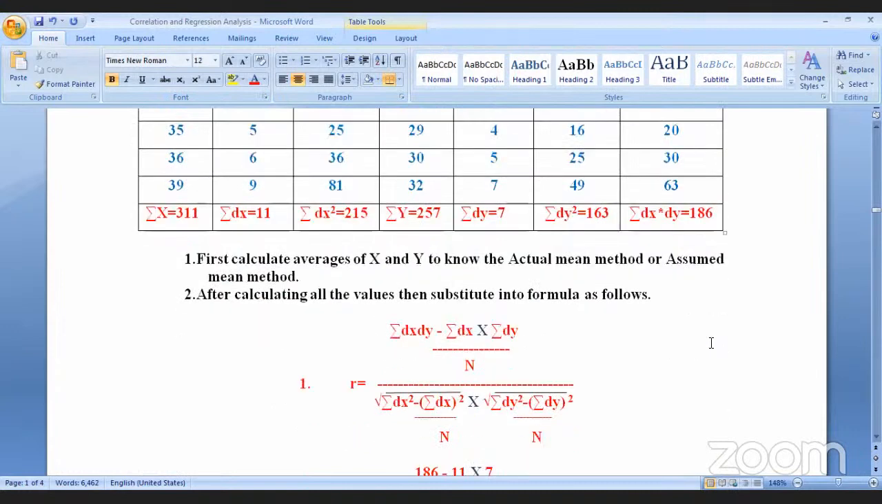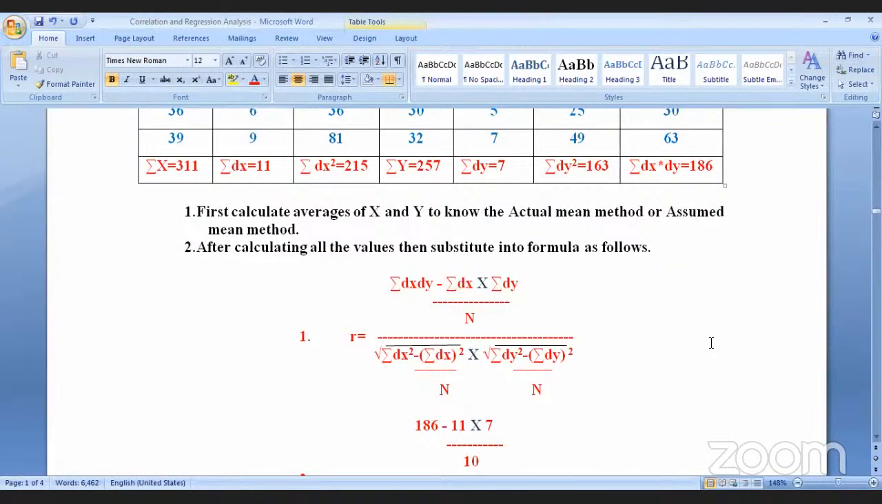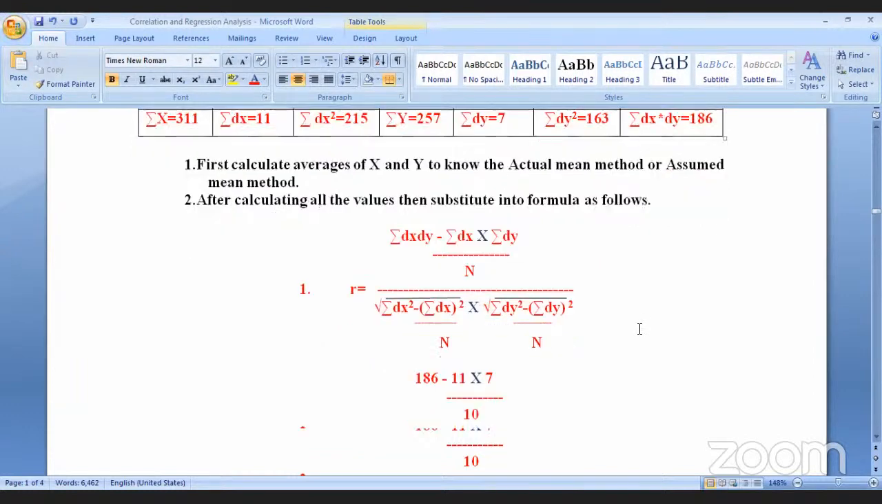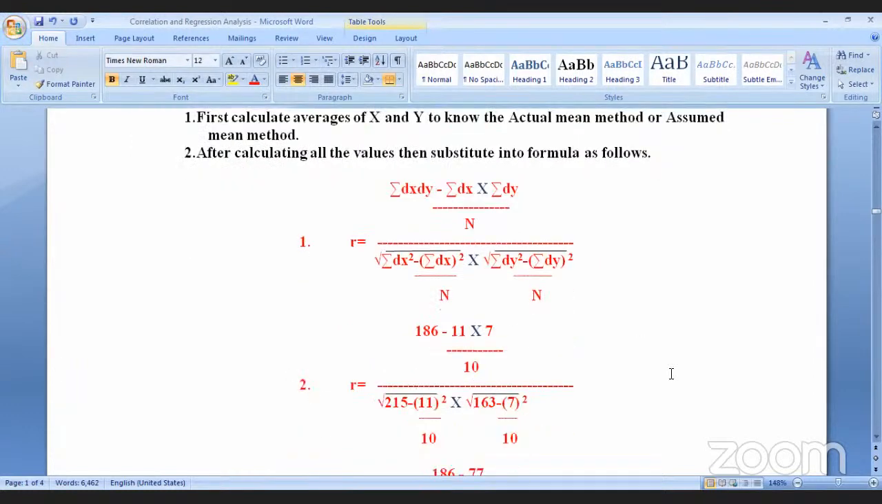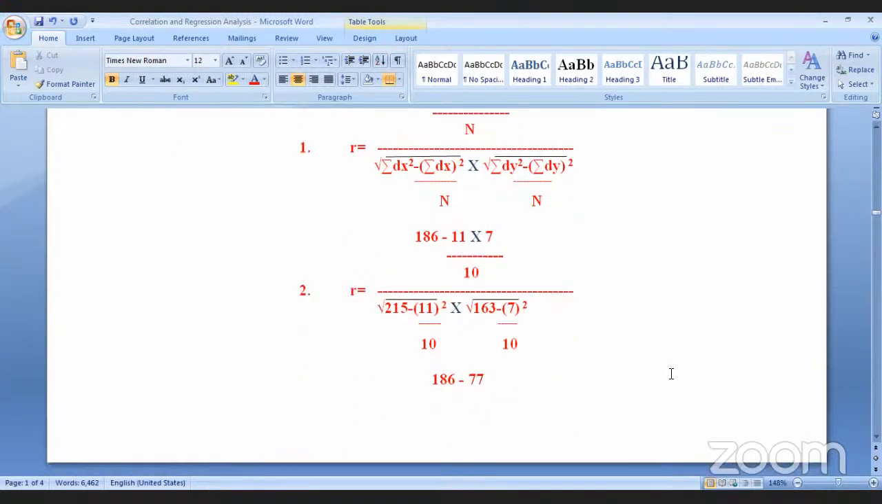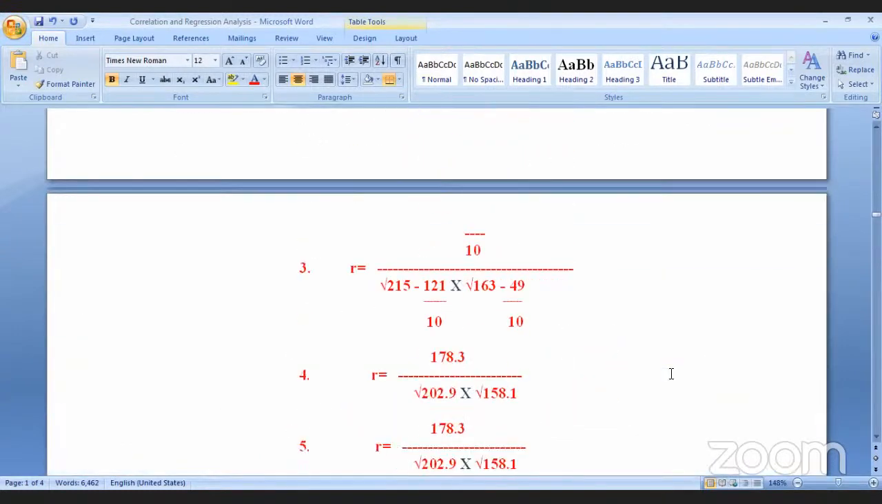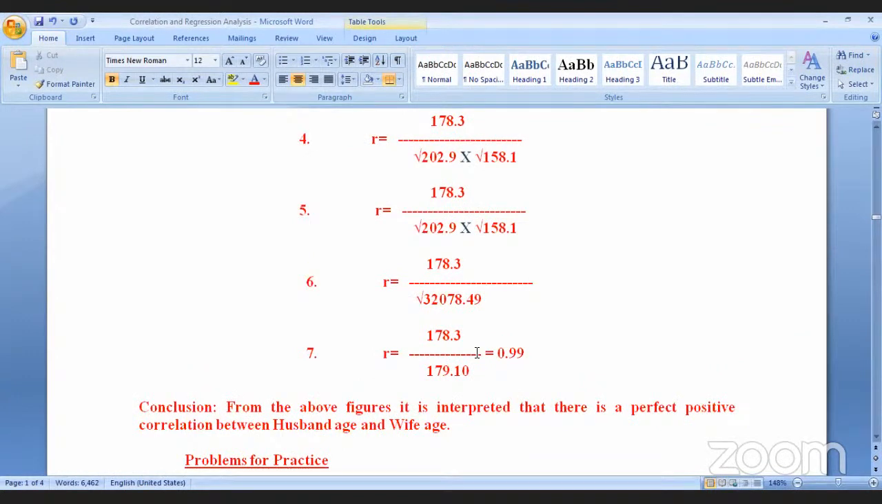So the dx value is 11 and the dy value is 7. n stands for the number of variables, that is 10. In this formula we take all the values and calculate. Finally the value we got, r, is equal to 178.3 by 179.10, that is 0.98.